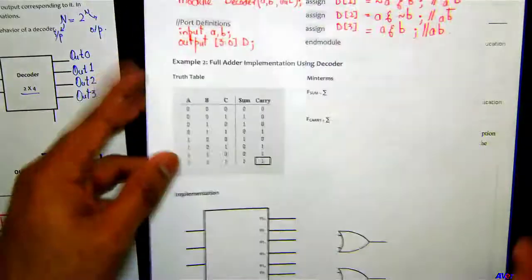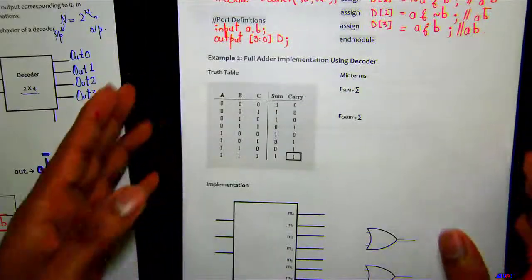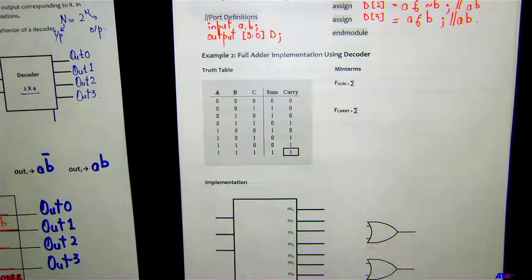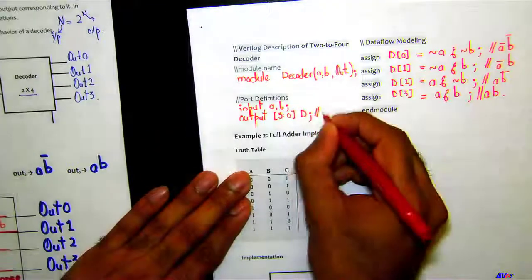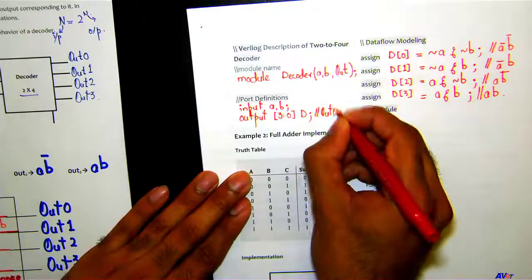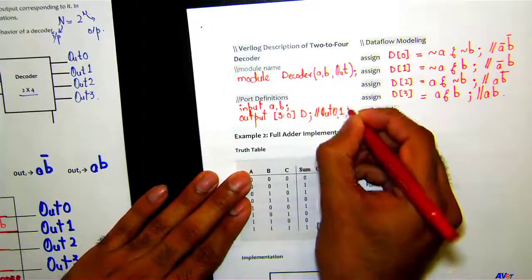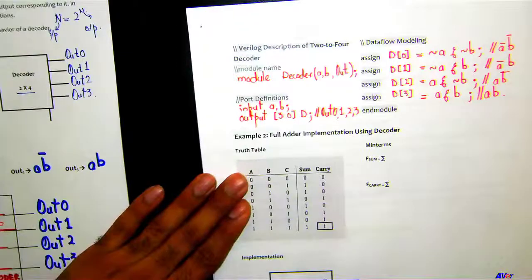Okay, shall we move, guys, to the next example? Yes. Say it again. So these are the outs 0, 1, 2, and 3. Okay, all right.